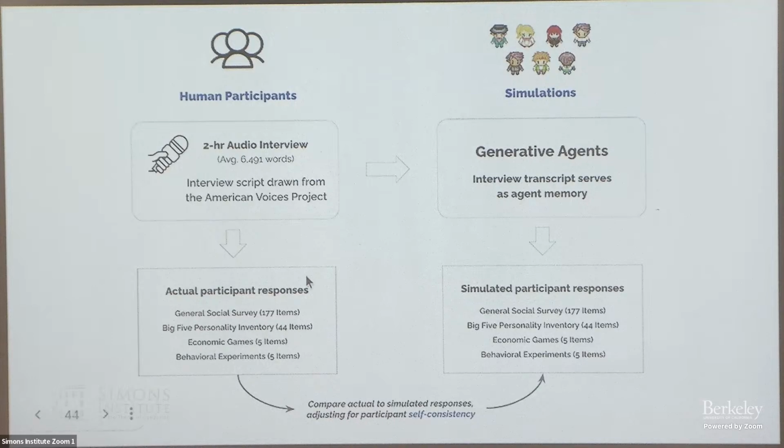So we created a battery of tests: survey questions from the General Social Survey, a personality test, some economic games, and some behavioral experiments. And we had the real person, the human, do these things. We also had the simulated agent do these things. And then we compare how close the responses were.